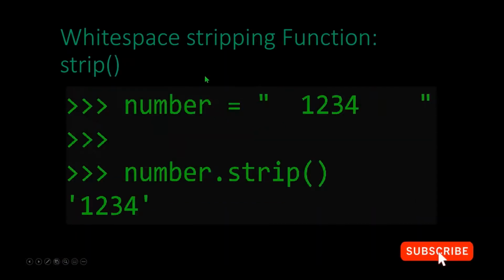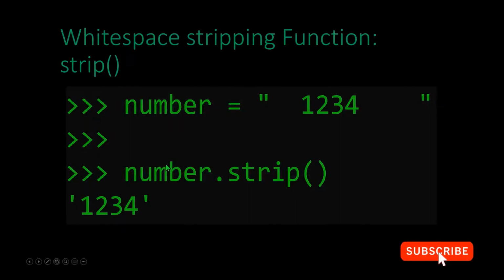We can use whitespace stripping functions to strip the whitespace from our string values. So for example, down here, we have this variable called number, which we assigned this string value with 1, 2, 3, 4 in it, but you'll notice that there is space before and after the number. If we just want to strip that space out, we'll type number.strip, and we'll use the strip function to take out all that extra space that we didn't need.